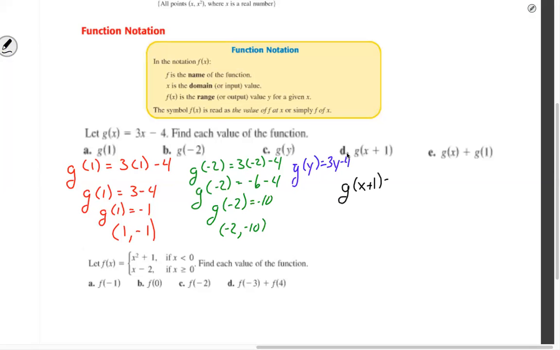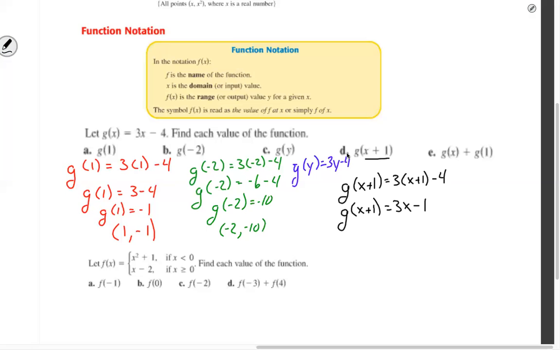Notice when I plug it in, parentheses. Exactly what was here is going in there. So there we go. And now what I want to do is I want to simplify. So I get 3x, and then 3 times 1 is 3, minus 4, well, that's negative 1. So g of x plus 1 is 3x minus 1.